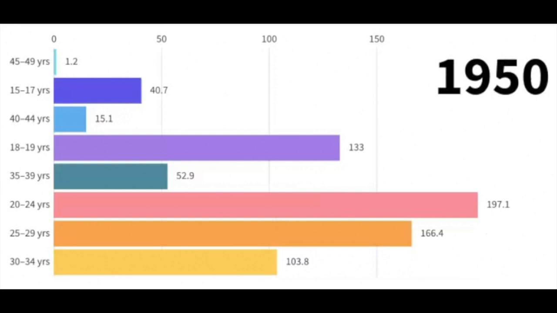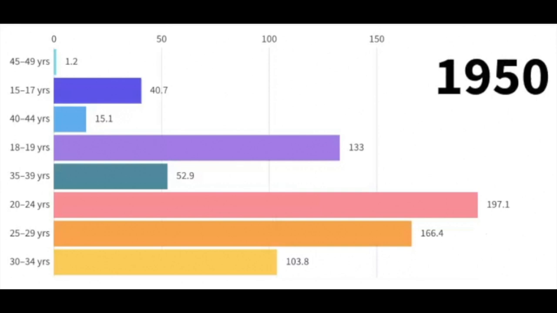Want to see something cool? Okay, check out the chart on the screen. This chart shows the U.S. birth rate for different age groups of women in 1950. For the year 1950, notice the birth order for each age group. Did anything surprise you about the birth rates in 1950?